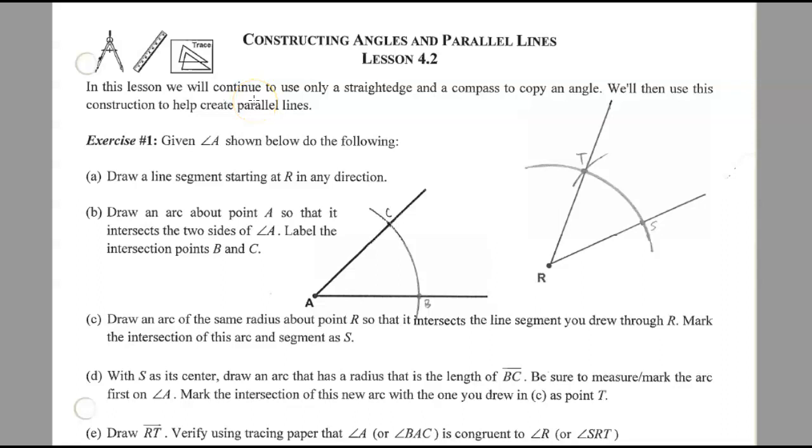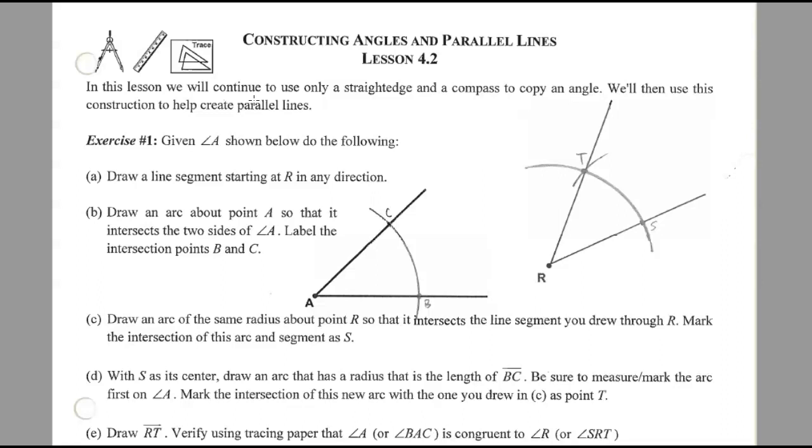For this lesson in Unit 4, we're looking at constructing angles and parallel lines. So we're going to try to take an established angle and use the properties of it to copy it onto a new angle. If we are given angle A, as shown below, and we're trying to create angle R to match it, that's essentially the task here.